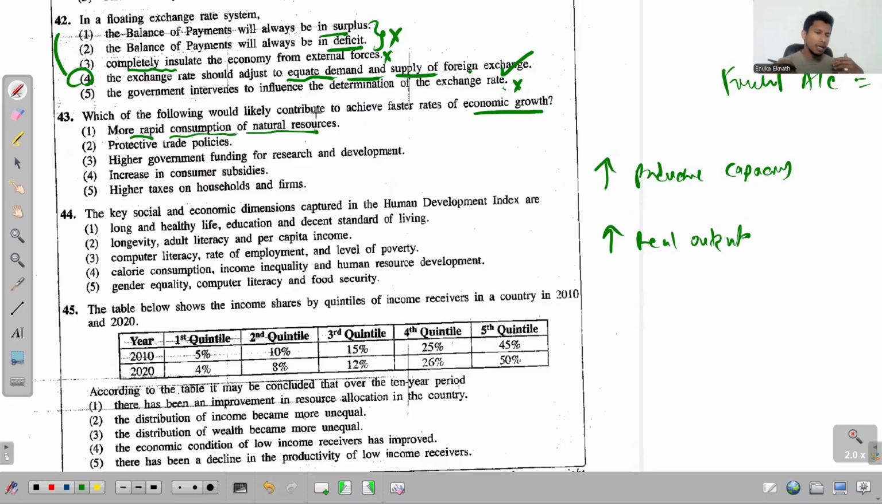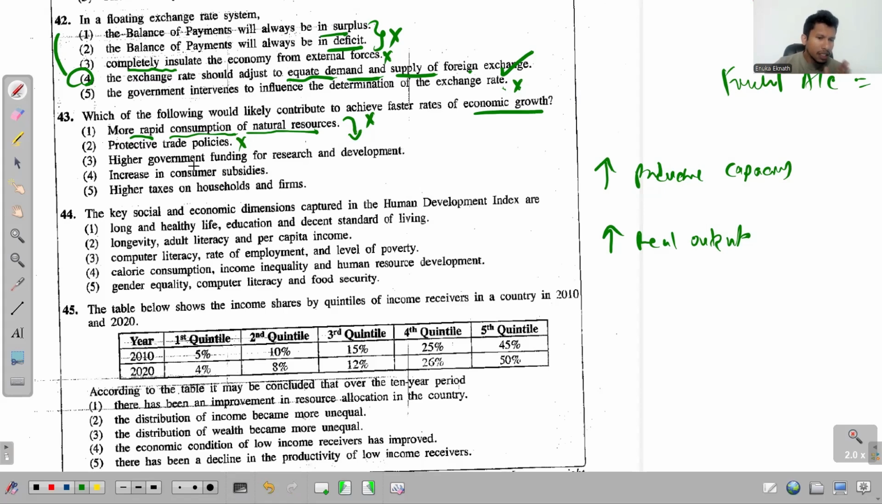See, if you are consuming natural resources rapidly, they will be depreciated. Right? They will be depreciated. And as a result, future productive capacity will further decrease. So that's not the answer there. Second one, protective trade policies. See, protective trade policies will never support the increase of the real output or the increase in productive capacity. The protective trade policies are against this free trade. Right? So that's ignorable then.